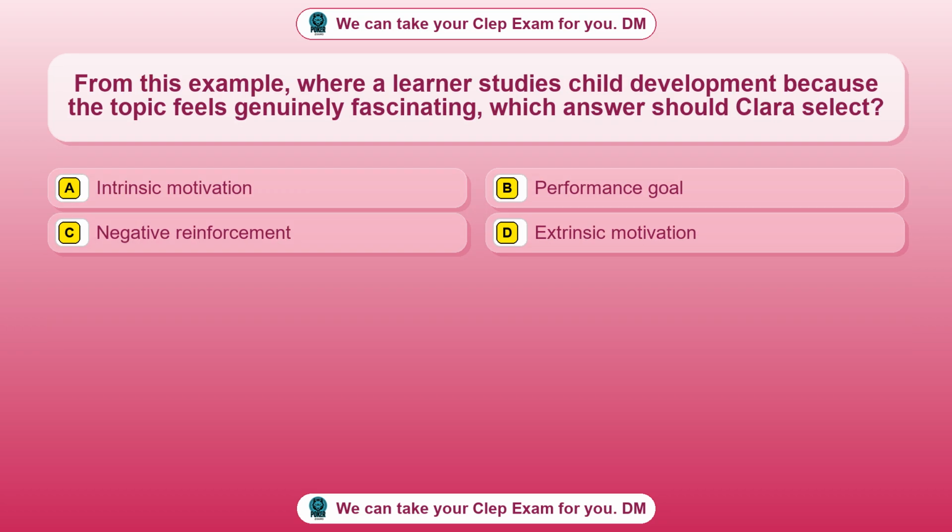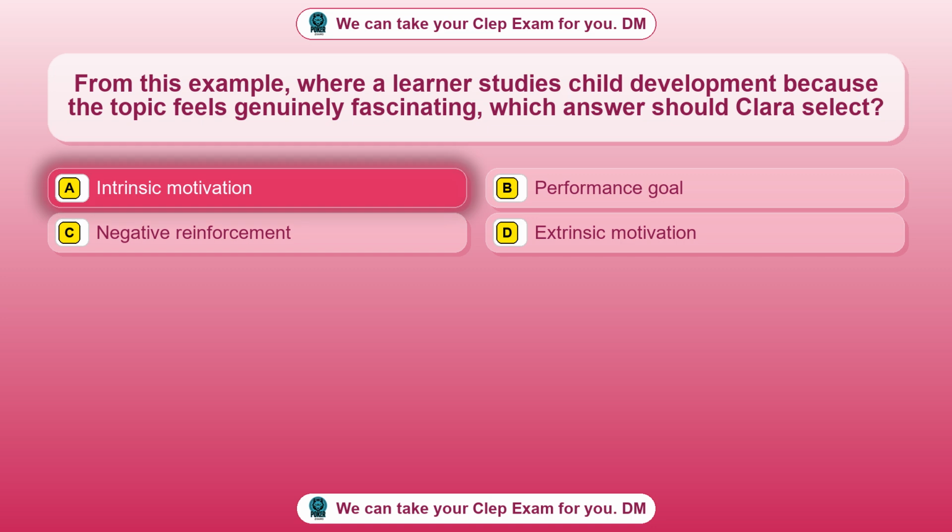Question 26. From this example, where a learner studies child development because the topic feels genuinely fascinating, which answer should Clara select? Option A, intrinsic motivation. Option B, performance goal. Option C, negative reinforcement. Option D, extrinsic motivation. The correct answer is option A.